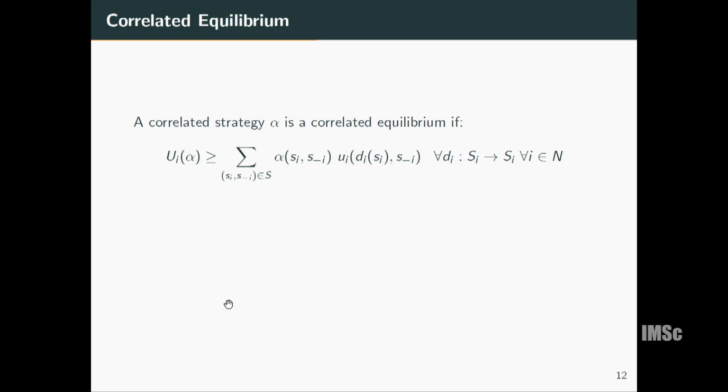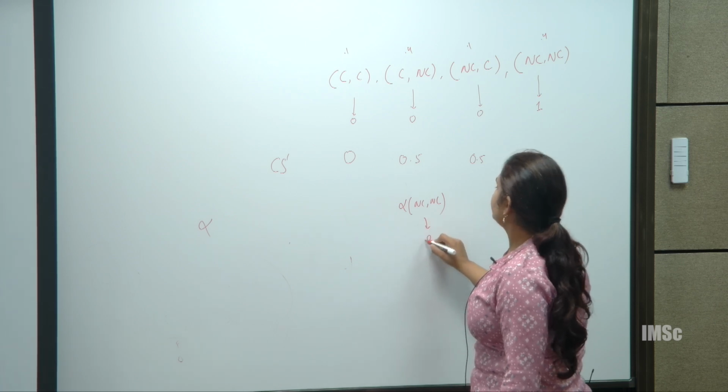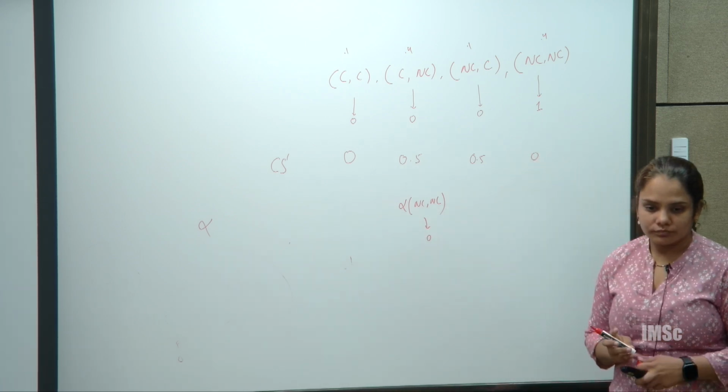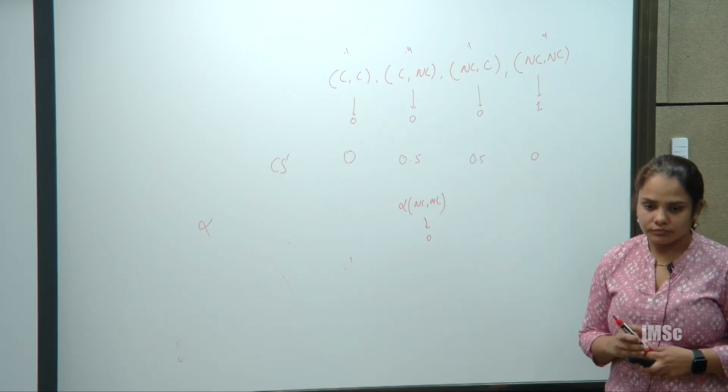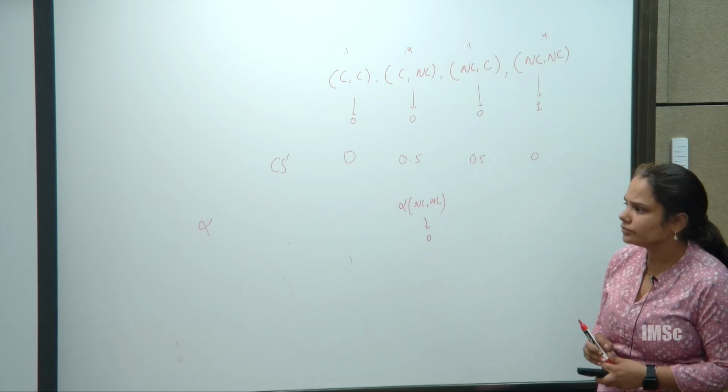Here, I changed from C to NC as the first player. So basically both of us are now NC. So what you are saying is alpha of NC comma NC, which in this example is 0. So it basically means that none of us get anything. No utility is derived because the probability of this is 0. That term will contribute nothing because I am deviating from C to NC. That's a good reason for me to not deviate.